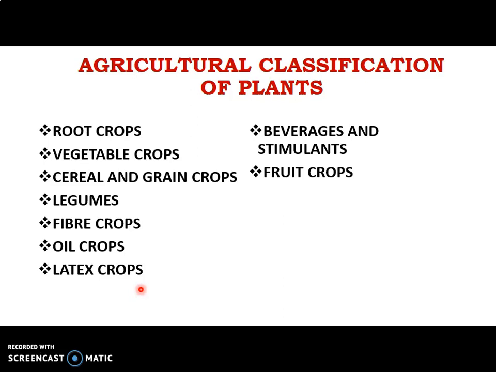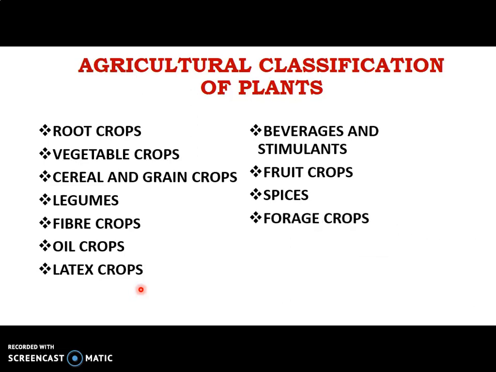Then we have the next one as spices. Spices are plants that have medicinal properties. Some of them are used to spice up or add flavor to food. Examples are garlic, onion, curry leaves. These are spices.